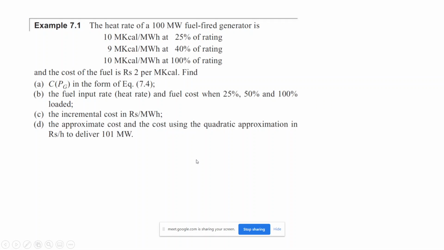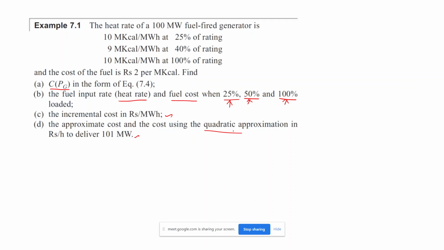So this is the problem given to you. We need to find out the values of C, PG, and also we need to find out the heat rate and fuel cost when the generator is operating at the rated value, 25% of the rated value, 50% of the rated value, and then 100% of the rated value. And then we need to find out the incremental cost, and also which method is best, or whether both are the same or not.